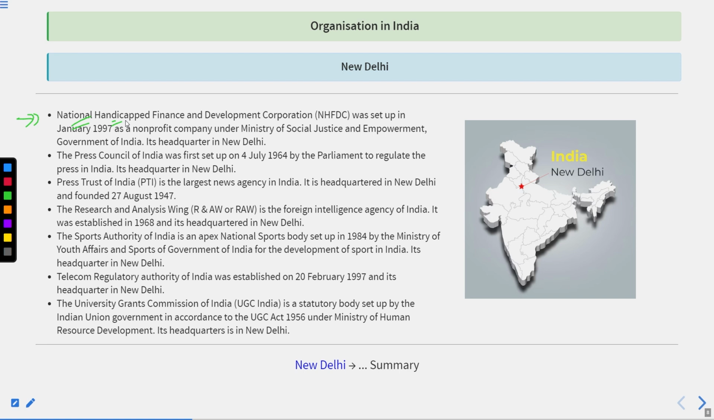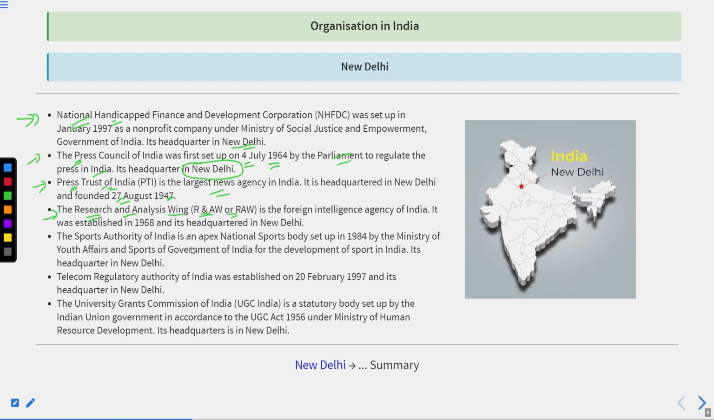Then we have National Handicap Finance and Development Corporation, NHFDC, set up in January 1997 as a non-profit company under the Ministry of Social Justice and Empowerment, Government of India, headquarters in New Delhi. Then we have the Press Council of India, first set up on 4 July 1964 by the Parliament to regulate the press in India. It is headquartered in New Delhi, the capital of the country. PTI, the Press Trust of India, largest news agency in the country, headquartered in New Delhi, founded on 27 August 1947.